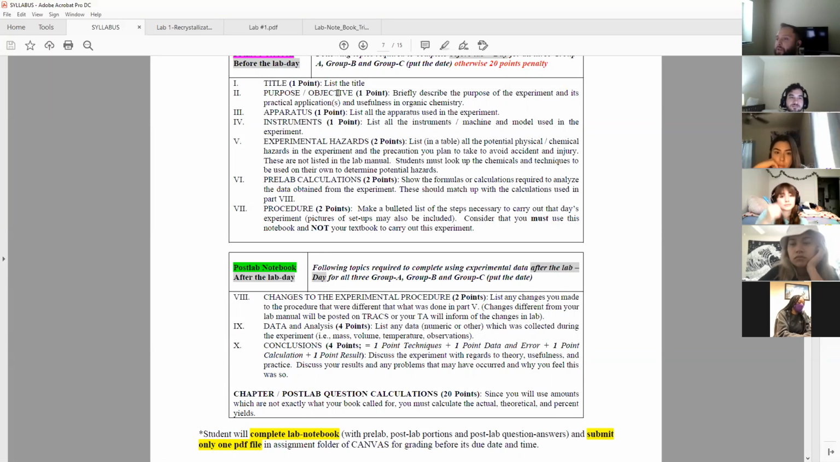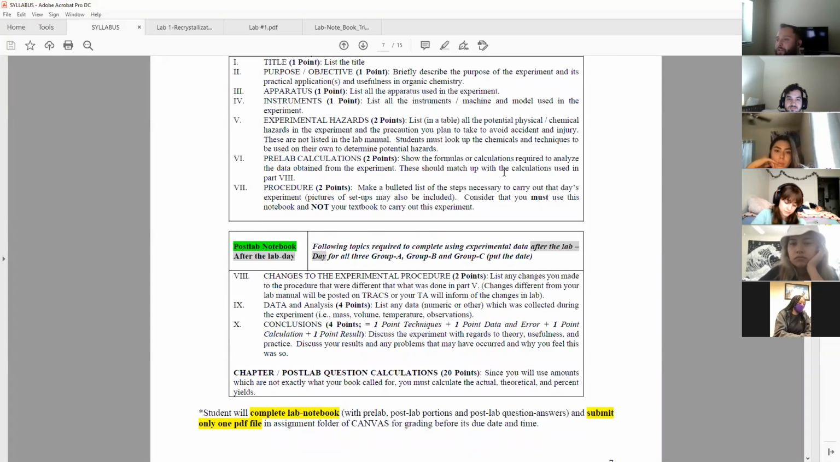Going back up to the purpose and the objective, one of the things it says in here is "and its usefulness in organic chemistry." This is a big one for us. So don't say it's useful because it helps determine things, or something really obvious. You know what I mean? Try to be a little creative with that. You guys have the internet, you can look things up. I know it's just 1 point, so if you're okay with getting 1 point taken off every time, I mean, it's your grade, not mine.